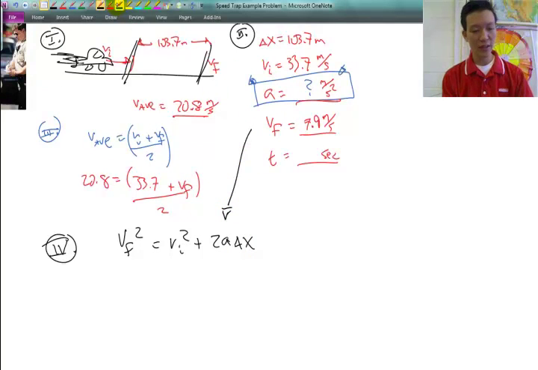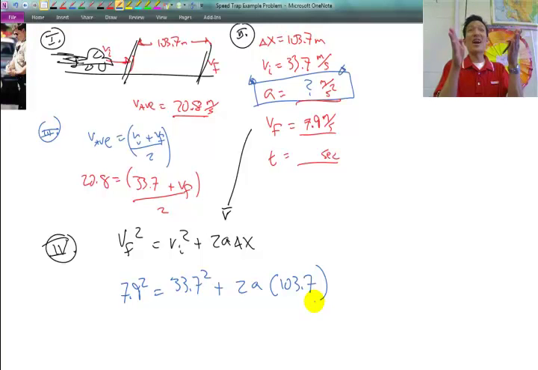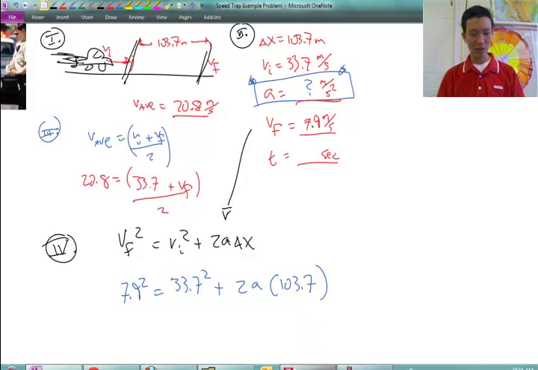What do I put in for VF? In this case, it's 7.9 squared. VI is 33.7 squared plus 2 times the rate of acceleration times my delta X, 103.7. Okay? And by the way, a nerdy traffic engineer, if anyone wants to go into civil engineering, they would actually program this into the little box that runs the 2 sensors as you drive across, right? That way you can get the data that you need to see if people are speeding.